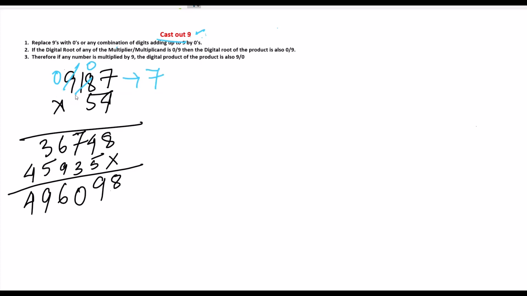Now instead of adding up all these numbers and then reducing the double digit number to a single digit, we can directly write 7 here. Now one may ask why we can just replace 9s by 0s, right?